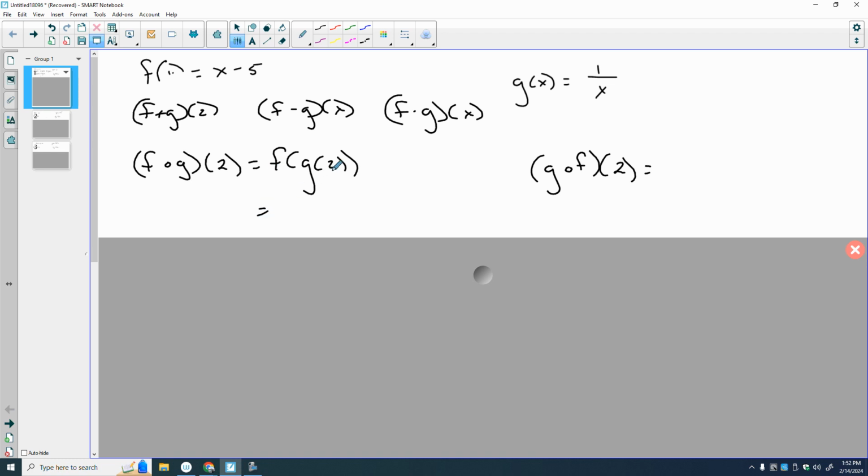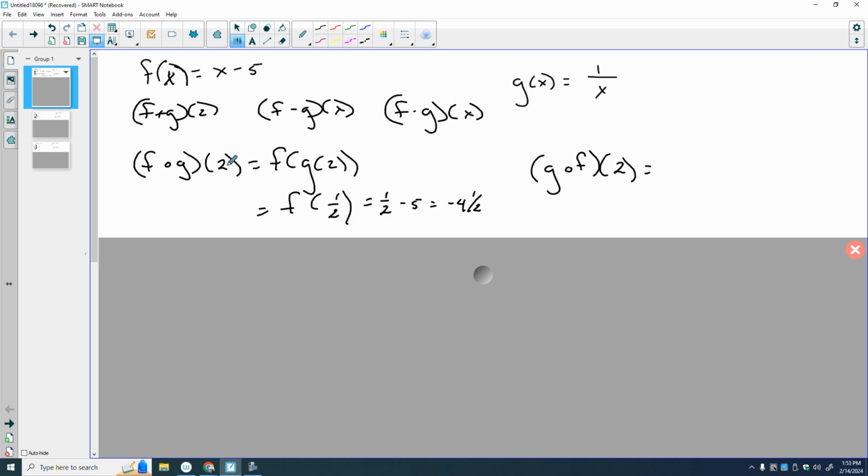Okay, let's just do this real quick. g of 2 says take 2 and substitute it into the function g wherever you see an x. So I'm going to put a 2 right there. So g of 2 is 1/2. Now I have f of 1/2. That says take the 1/2 and go to the f equation and substitute in the 1/2 for x. So this becomes 1/2 minus 5, which would be -4 and 1/2. So f of g of 2 equals -4.5.